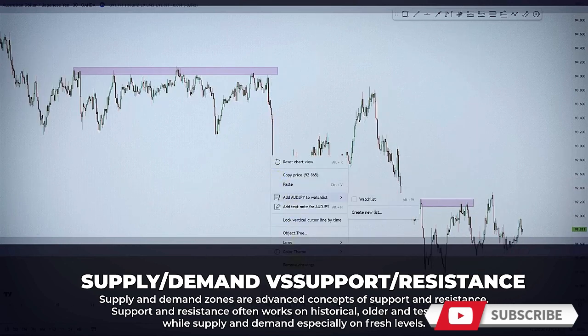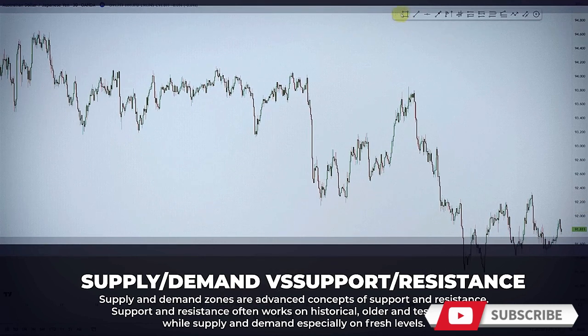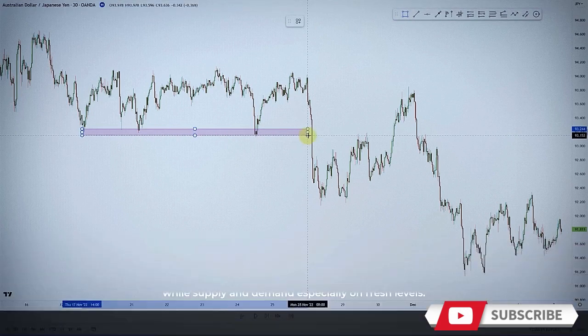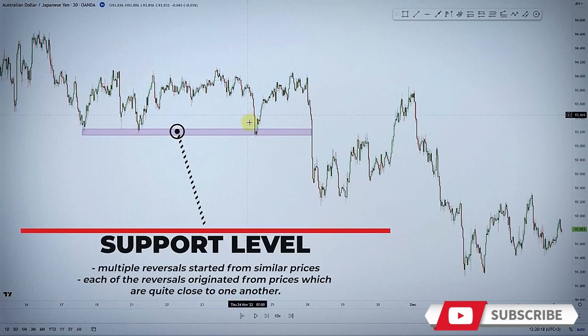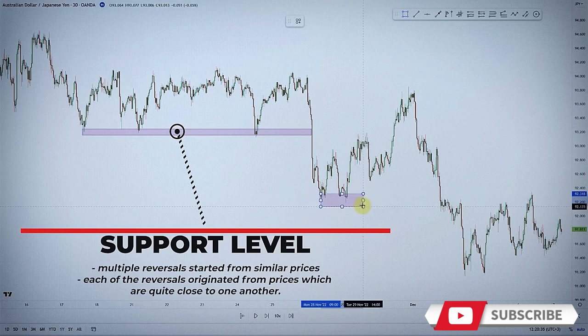Support and resistance trading is particularly strong in multiple touches of the previous levels. When you day trade based on support and resistance, you mainly look for points where multiple reversals started from similar prices. Here's a level with multiple reversals. You can see that each of the reversals originated from prices which are quite close to one another. So a support level must be found somewhere close to where this price movement started.